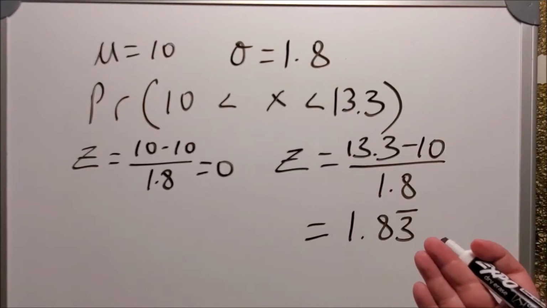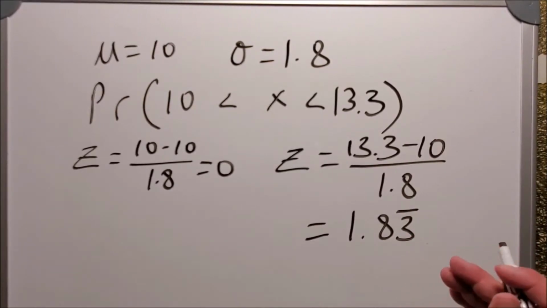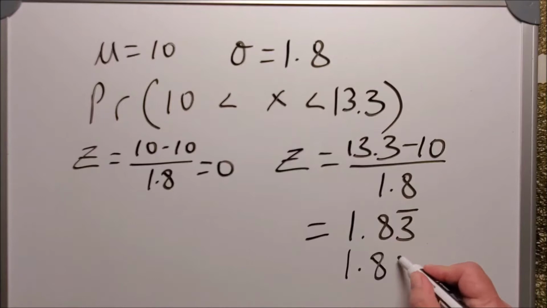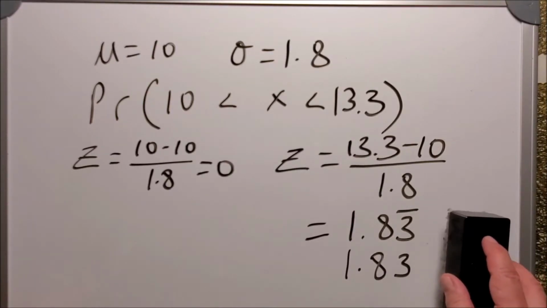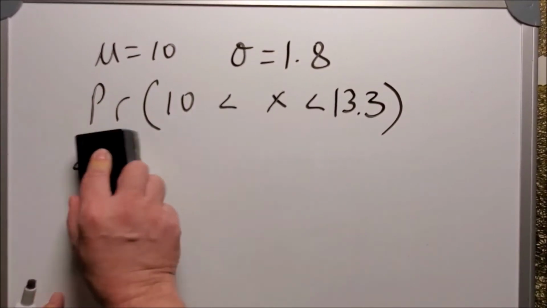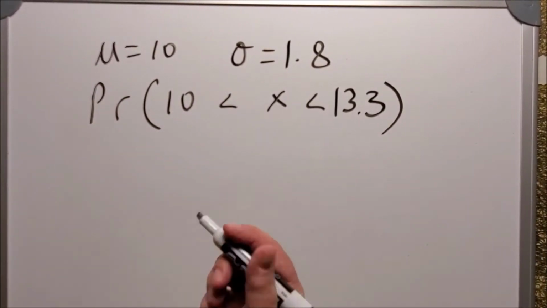Now, the table that you're looking at, it's probably like mine, it only reads to 2 decimal places to the right of the decimal point. So instead of 1.83 repeating forever, we're just going to go with 1.83. That's what we're going to look up on the table. So naturally, I did that. Let me draw you a picture of what I found. Let's keep both those scores. I'm erasing, but you can hold on to them.